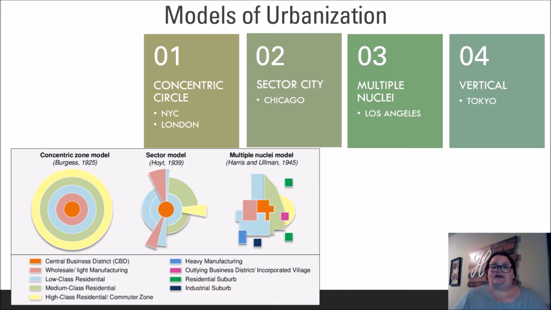The last model is a newly developed one that is known as the vertical city. In this case, rather than grow horizontally, the city grows vertically. This may be upwards or downwards, and it may take large amounts of use of multiple use zoning. The best example of this is Tokyo and other Asian coastal cities.